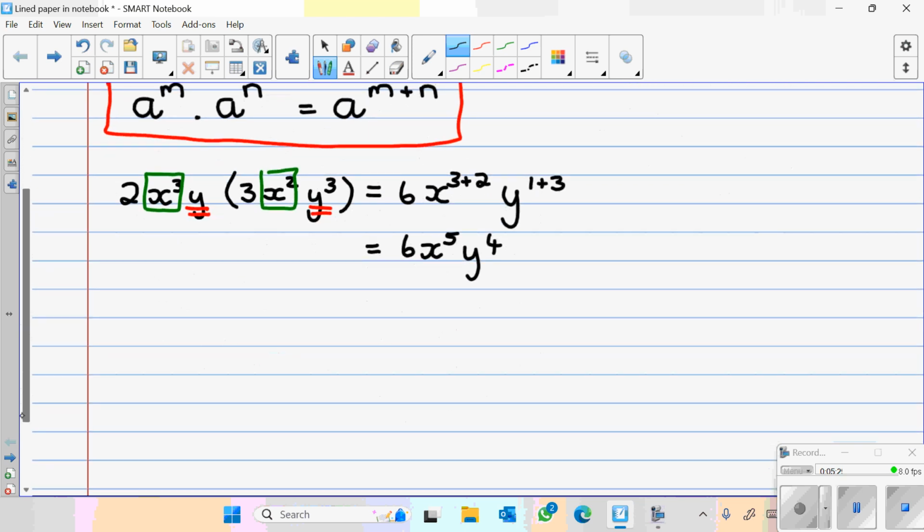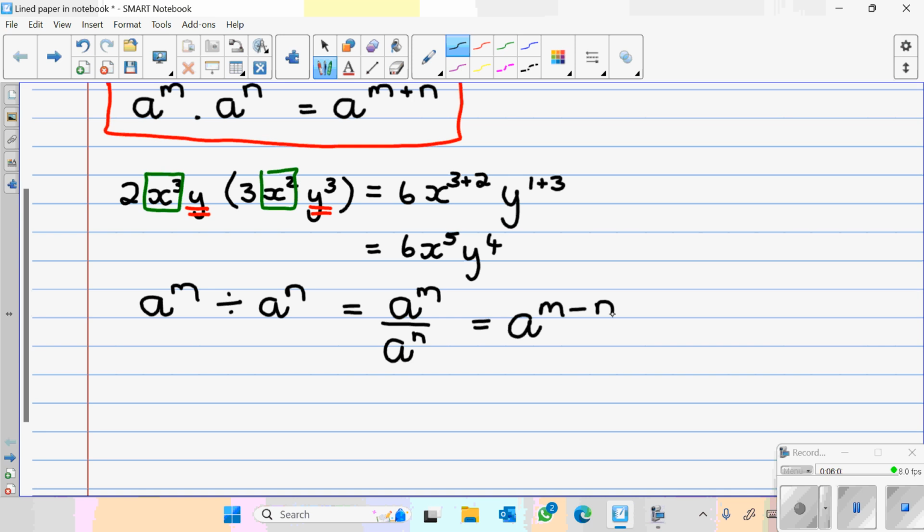If we go to the second law, it states that if you are dividing, I can write it differently. I can say a to the power of m on top of a to the power of n. And that then comes to a to the power of m minus n. This is the law.